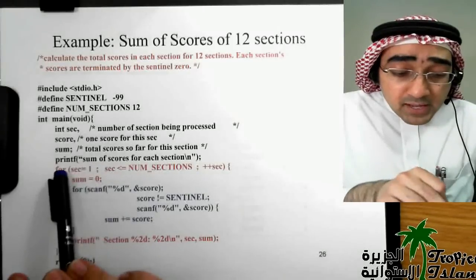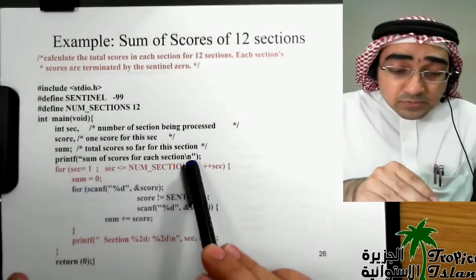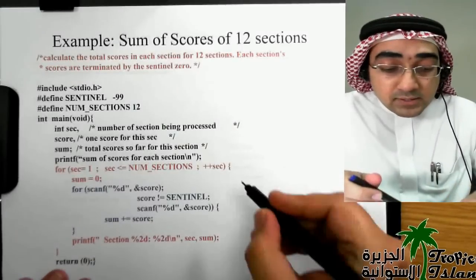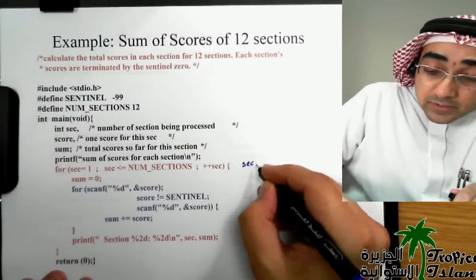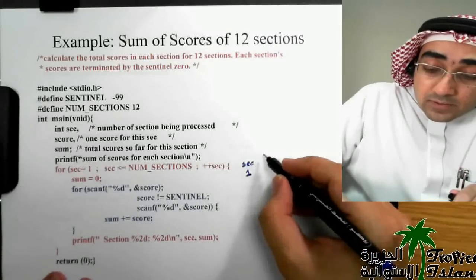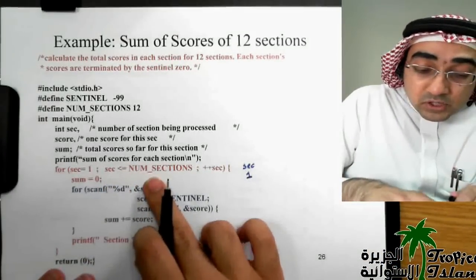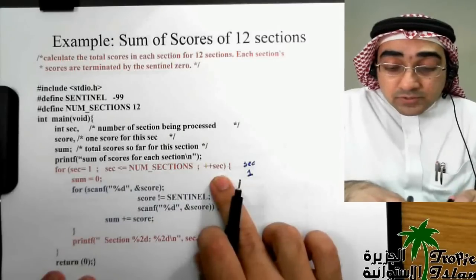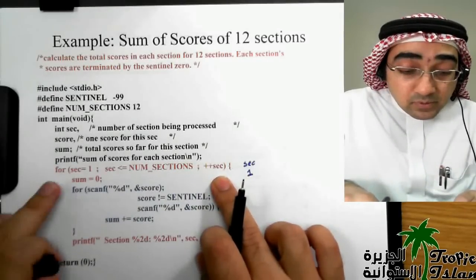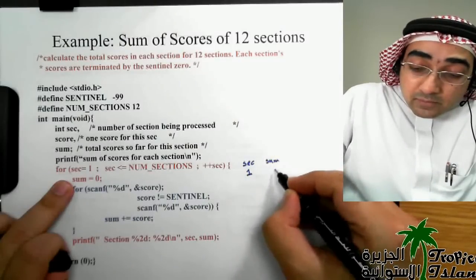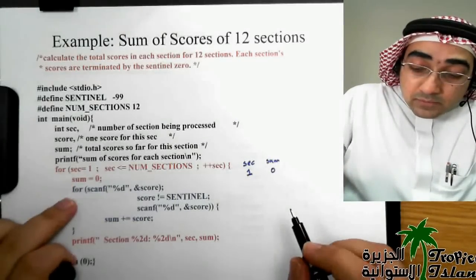And I actually ask the user over here, printf sum scores for each section. And I say for section equals 1, so this is the initialization. So I have my variable over here, section, now this is 1. And then over here I have the condition section less than or equal to number of sections, and plus plus section. And then I have sum equal to 0, so I have a variable called sum, and I'm going to put 0 in it.